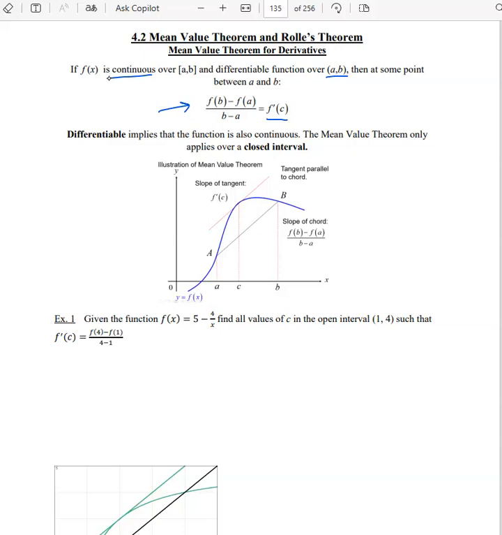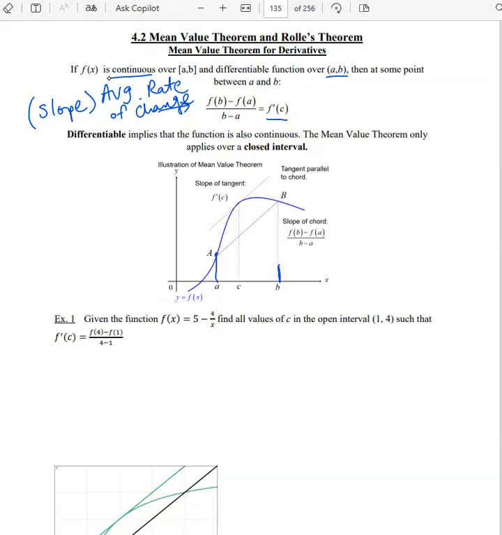And this may look a little fancy, but all this is, remember, is the average rate of change over the interval from a to b. So this is essentially the slope of the secant line that connects point A to point B. Let me give you a picture here, and we've got a graph of a function. Notice this graph is continuous. It's smooth. There's no cusp or anything weird happening in between the interval from A to B.